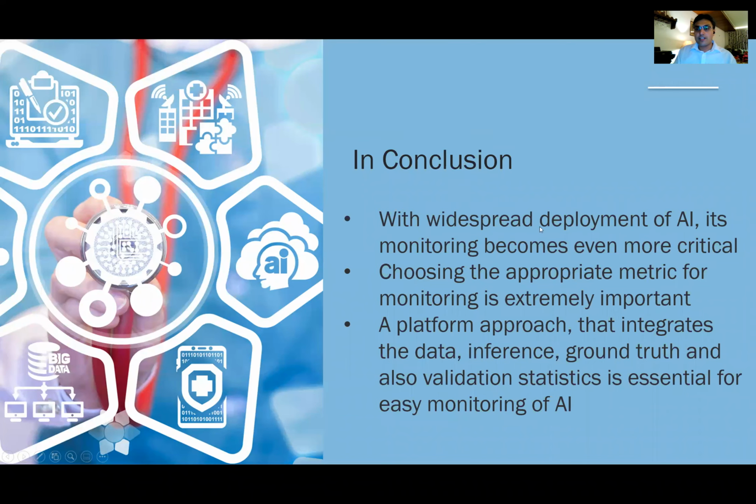In conclusion, with widespread deployment of AI, its monitoring becomes even more critical, as you've seen. Choosing the appropriate metric is extremely important, and one has to go deep into what the algorithm is actually doing to figure out what the appropriate metric for monitoring may be. And lastly, a platform approach, at least we believe, that integrates the data, inferencing, ground truth, and also validation statistics is essential and key for the easy monitoring of AI.